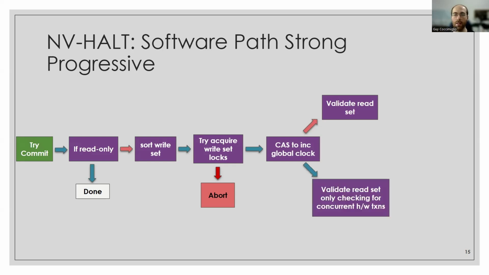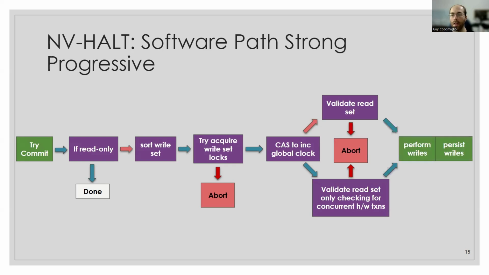However, if we successfully perform that increment to the global clock, then that means there were no concurrent software path transactions that committed during our transaction. So in this case, we only need to validate the read set to check for conflicts that are with concurrent hardware transactions. And we can differentiate between conflicts of hardware and software transactions because of that hardware only lock bit in our version locks. Now, in either case, if we fail to validate the read set, we must abort. If we successfully validate the read set, then we go forward with performing and persisting the writes. And importantly, this is happening while we still hold the locks. So once we finish performing and persisting the writes, then we can release the locks, and now we're done.